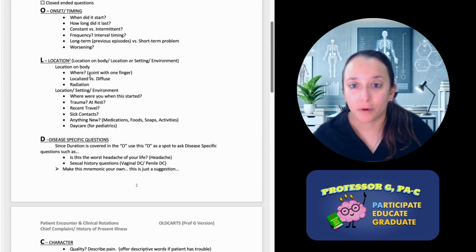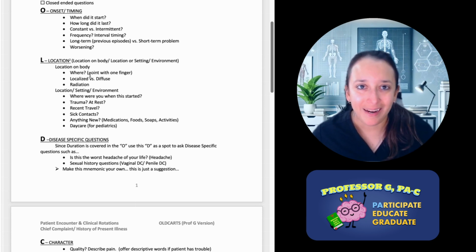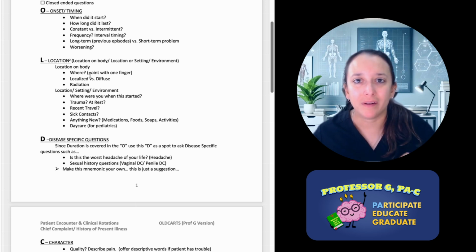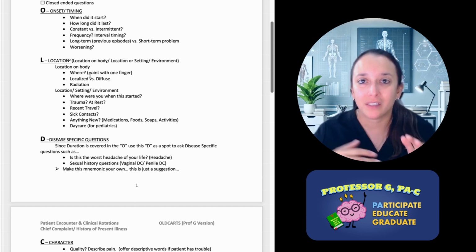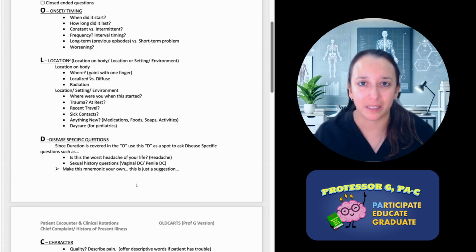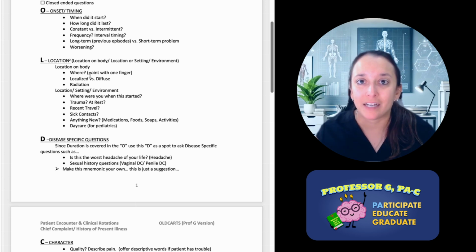So let's start with O. O in my mnemonic stands for onset. In the traditional OLDCARTS mnemonic, O is onset, D is duration. But for me, when I ask timing questions, timing means when things started, kind of getting a grasp of whether this is acute or chronic, knowing if it's constant or if it comes and goes. This is all timing. So I like to put all of my timing questions all together so that I don't miss pieces. So my onset is actually onset/timing.